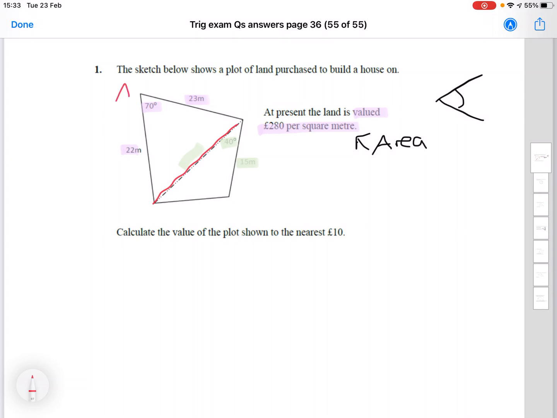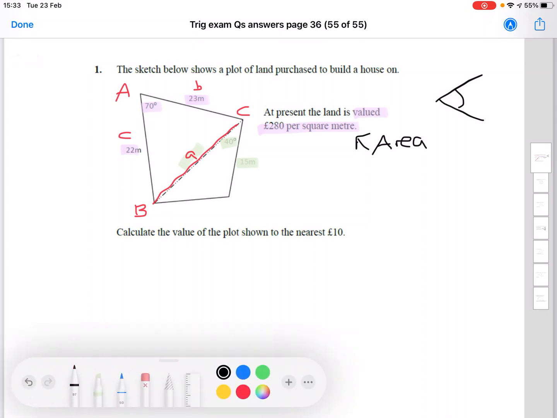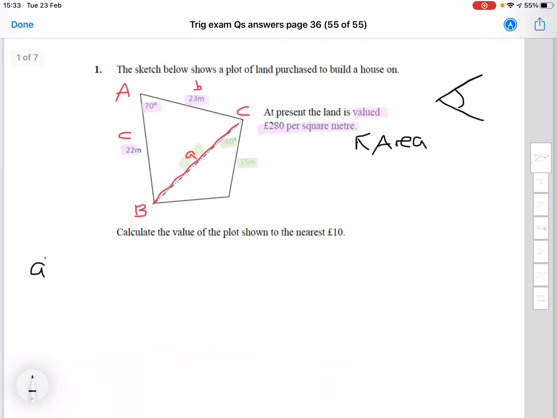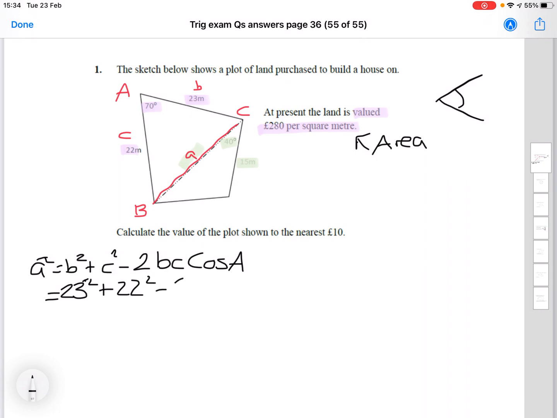So the first thing I'm going to do is label the corners of this top triangle: small a, small b, small c. I'm going to be finding that side that's labelled with small case letter a. So a squared equals b squared plus c squared minus 2bc cos A. Side b is 23, so 23 squared, and side c is 22, so 22 squared, minus 2 times 23 times 22 times cos of the angle at A, which is 70.